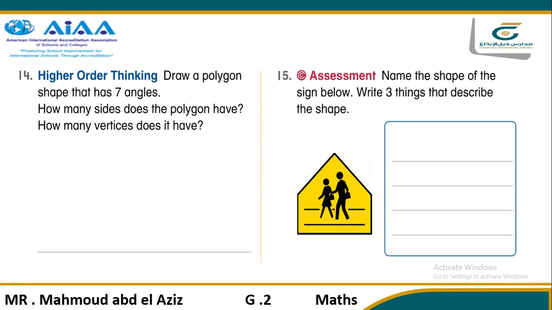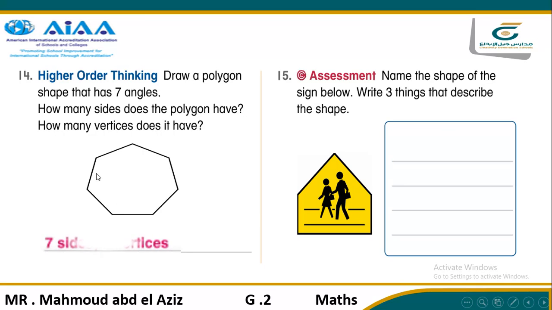Excellent. Another question here. Draw a polygon shape that has 7 angles. And how many sides does the polygon have? That's the first question. The second one, how many vertices does it have? So first, you should draw a polygon with 7 angles, like this one. When you draw a polygon with 7 angles, you should draw 7 sides. So, our question here, how many sides does the polygon have? Let's count them together. It's 1, 2, 3, 4, 5, 6, and 7. The same number as the angles. So we have here 7 sides.